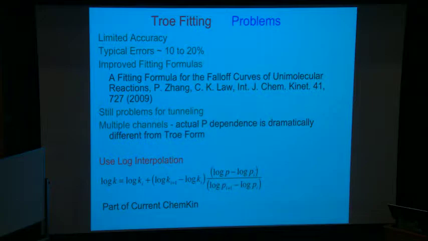When we get to more complex systems in a little bit, the pressure dependence has nothing to do with the Troe form. You can't even get close by modifying it. You have forms that have a maximum in the rate versus pressure, or a minimum in the rate versus pressure. The Troe form only has this Lindemann-like form as its possibility. So you can't possibly use the Troe form for multiple channel reactions. Very many reactions are multiple channel.